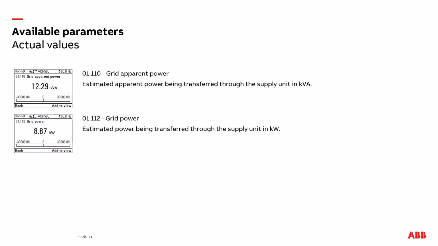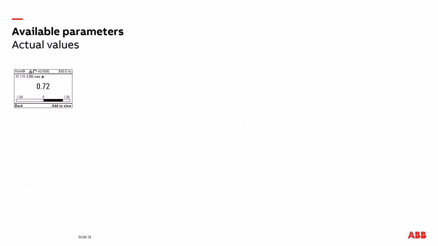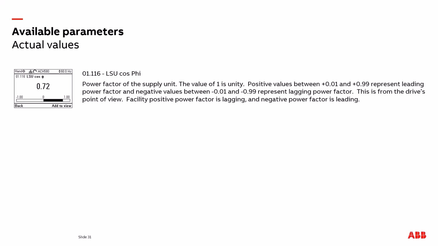Then direct grid power estimates the power being transferred through the supply unit in kilowatts. Grid reactive power estimates reactive power being transferred through the supply unit in kVAR reactive. We can look at LSU cosine theta. This is the power factor of the supply unit. The value of 1 is unity.